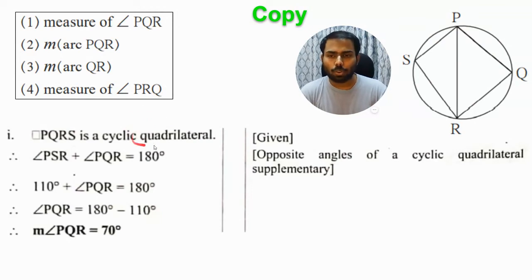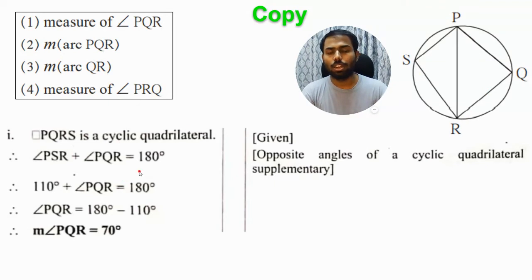So क्योंकि तुम cyclic quadrilateral की एक property use करने वाले, you have to first state that quadrilateral PQR is a cyclic quadrilateral, and hence we are able to use that property. So write that it is a cyclic quadrilateral, that was given in the question. Then say angle PSR plus angle PQR is equal to 180 degrees.